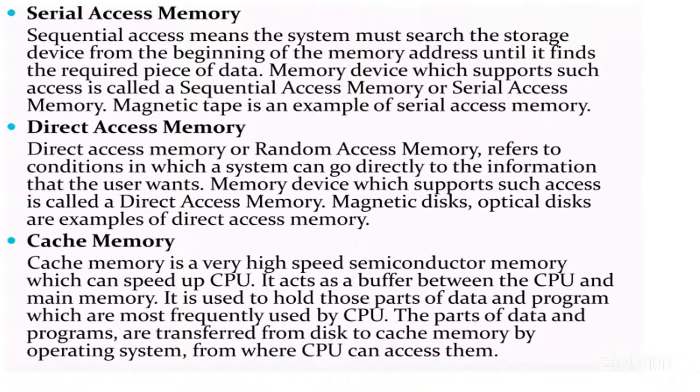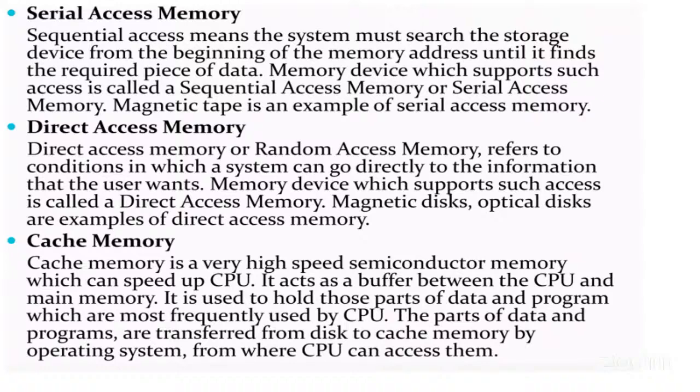Sequential access means the system must search the storage device from the beginning of the memory address until it finds the required piece of data. A memory device which supports such access is called a sequential access memory or serial access memory. Magnetic tape is an example of serial access memory.